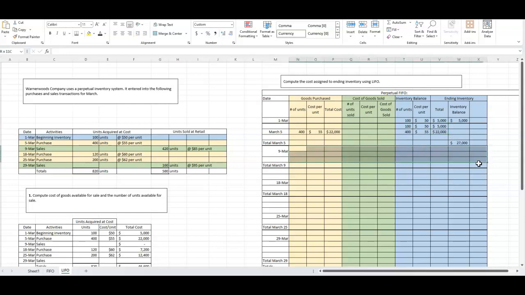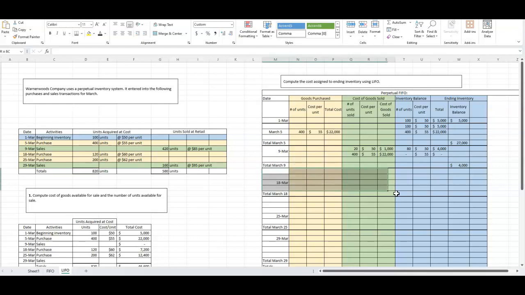So when we sell something on the 9th, we need to take it out of the newest layer, the last layer. So the last layer was 400 units. We're selling 420, so I can sell all 400 of these. I'm going to pull those down into my cost of goods sold column, and then I need 20 more units to make up the whole 420. So 20 units from my original inventory leaves me these two layers. The original inventory has 80 units in it. The last layer has nothing in it. It's depleted down to 0.